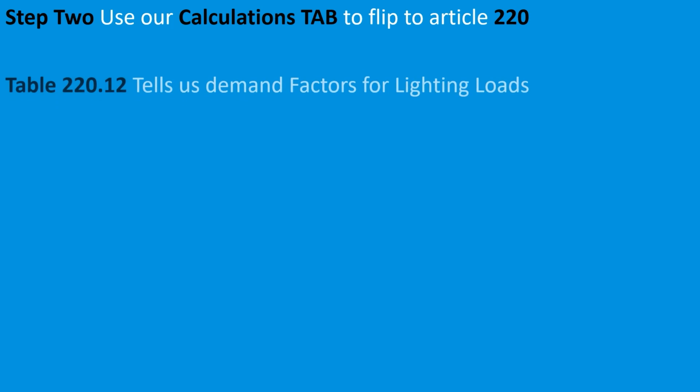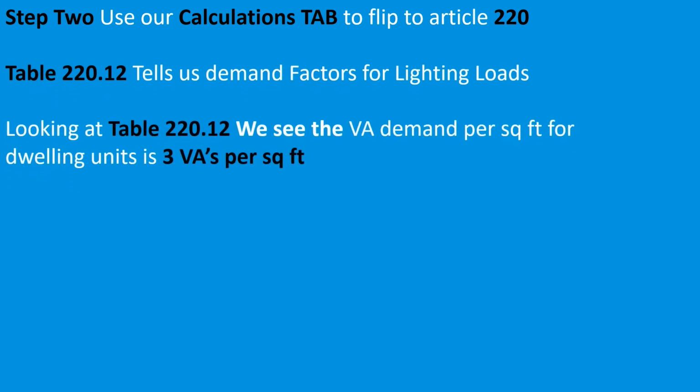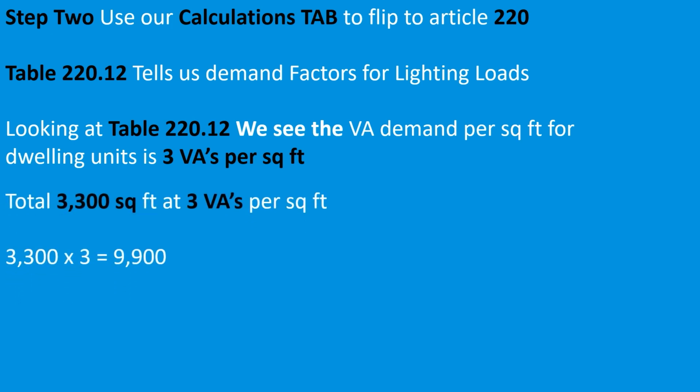All right, now we use our calculations tab. We're going to flip to Article 220. We know that the demand factors for lighting loads, we know that it's 3 VAs per square foot. So we take our total square foot. We're going to take it at 3 VAs per square foot. We bear that math out, and that's going to give us 9,900 VAs. And we're going to select C.